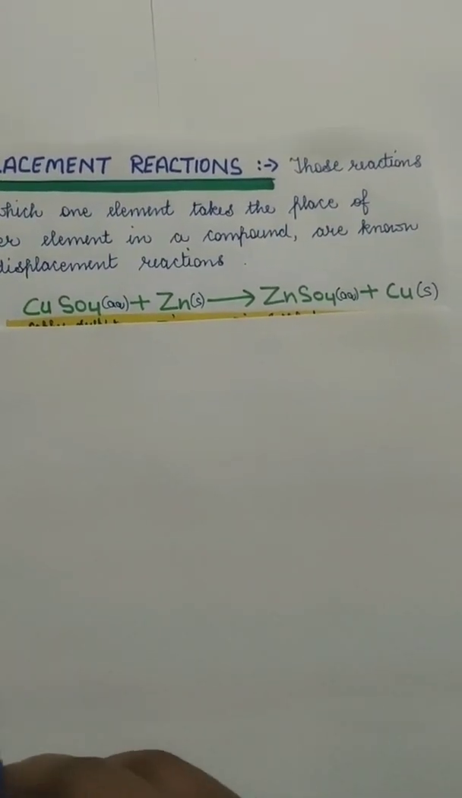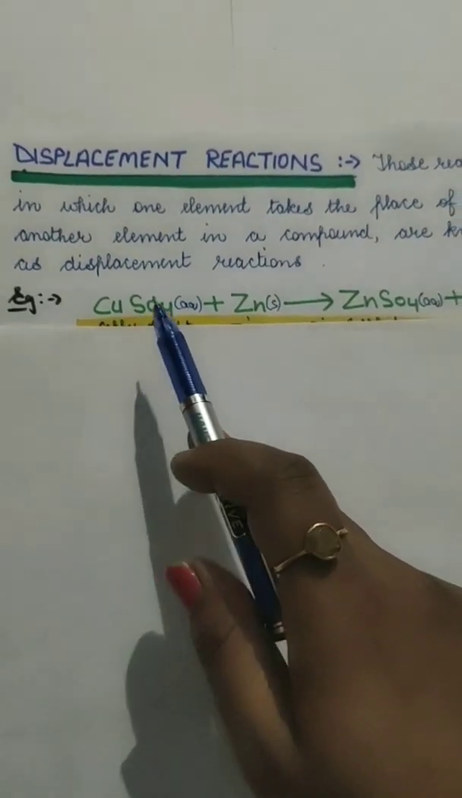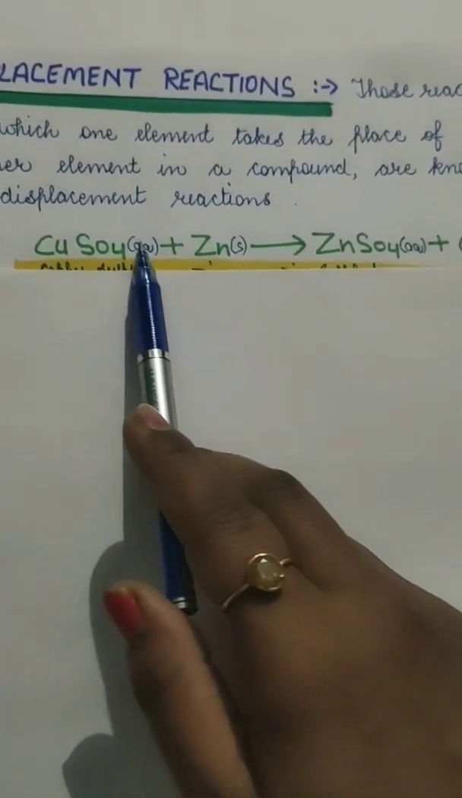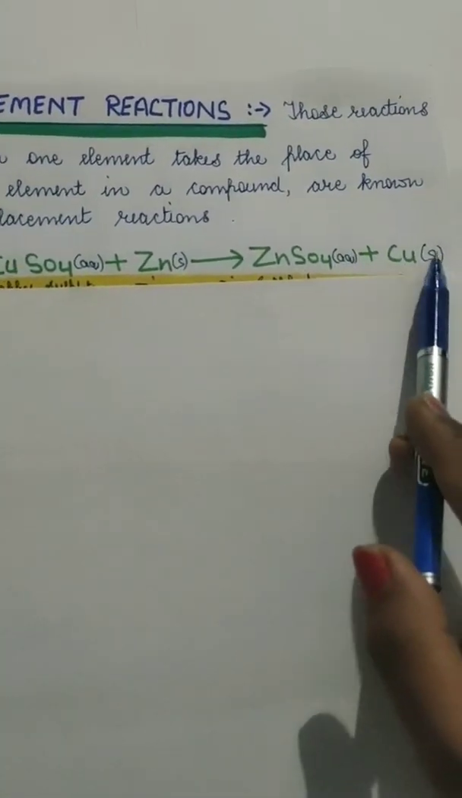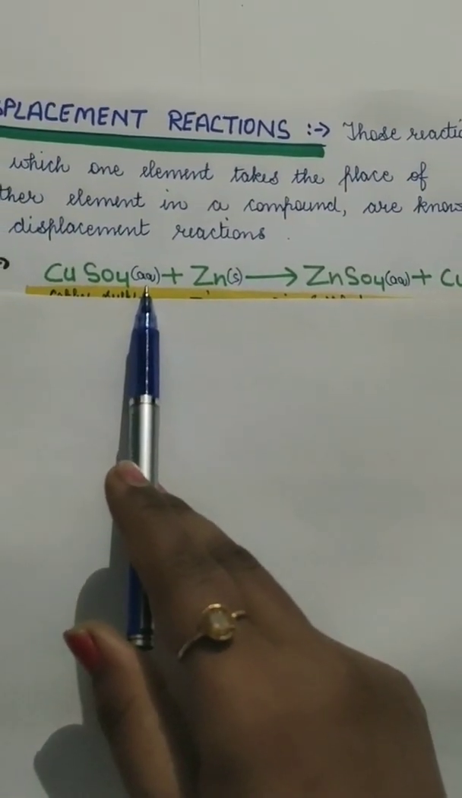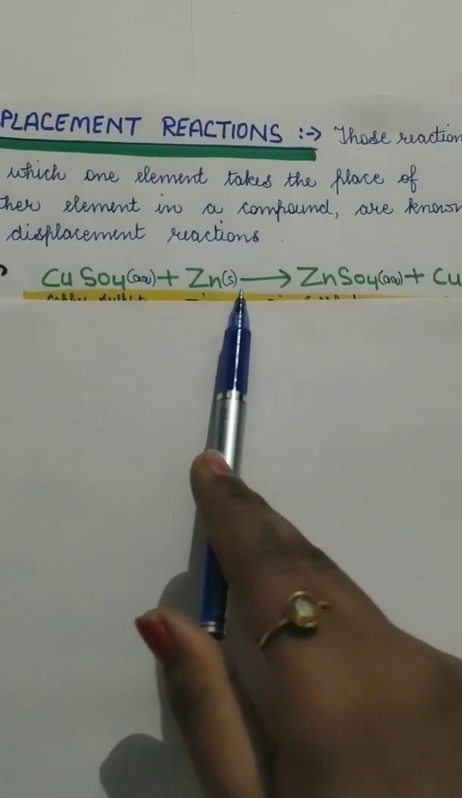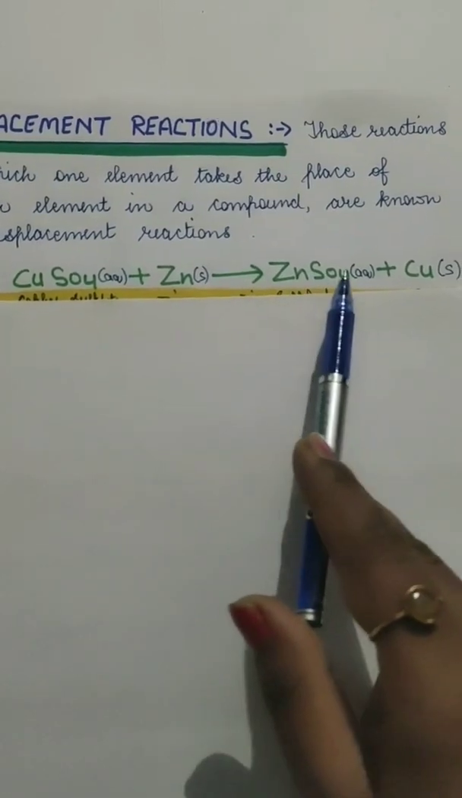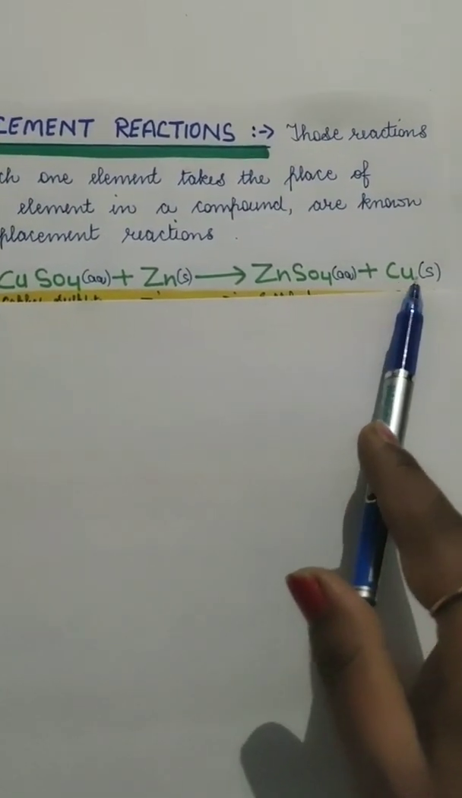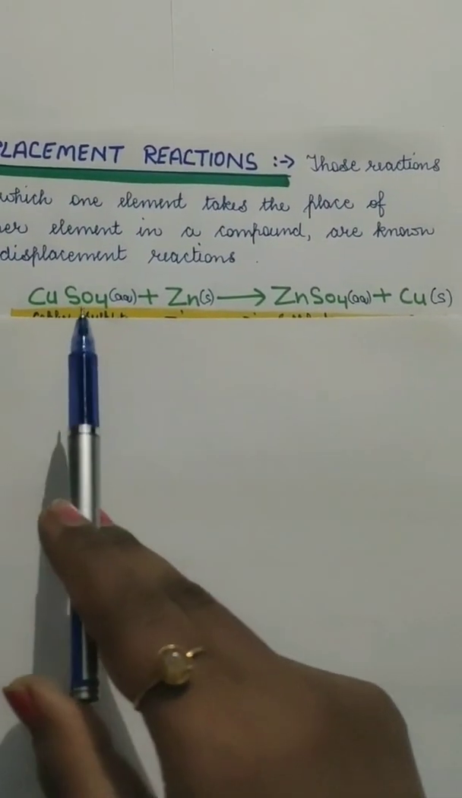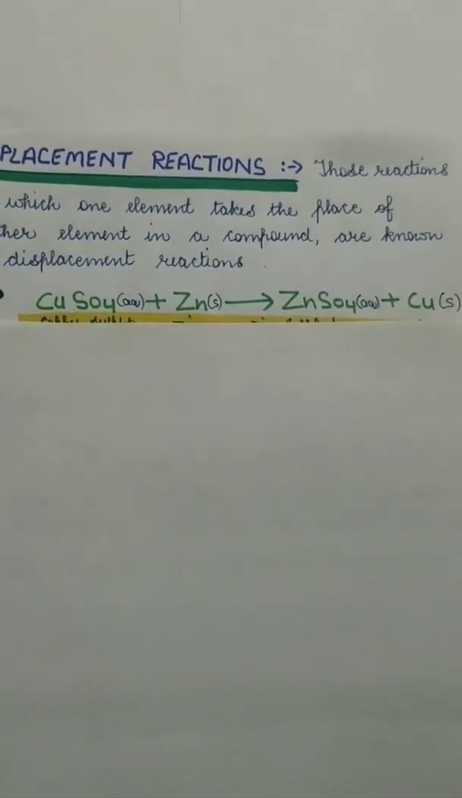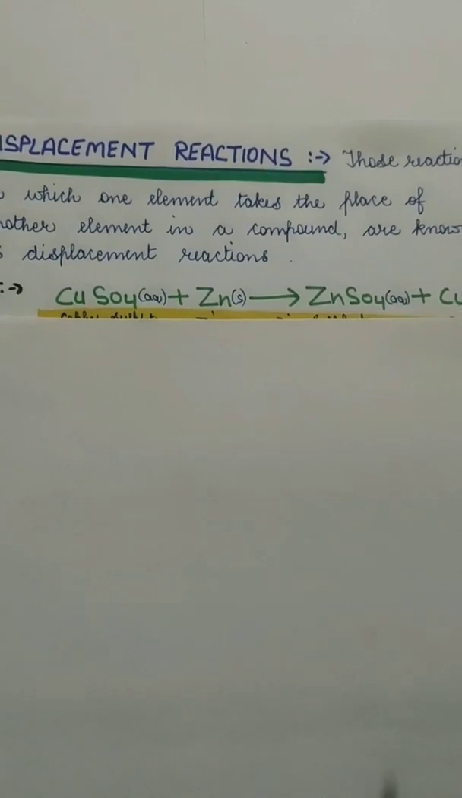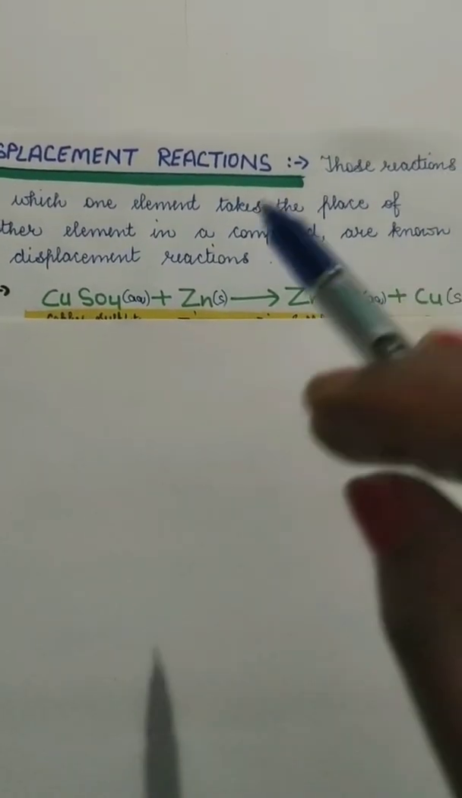An easy example will be copper sulfate. I have written aq here, s here, aq here, and again s here. Aq denotes aqueous solution, s means solid, aq again aqueous, and s means solid. So CuSO4 is a salt solution. Copper sulfate is dissolved in water, so it is a salt solution.